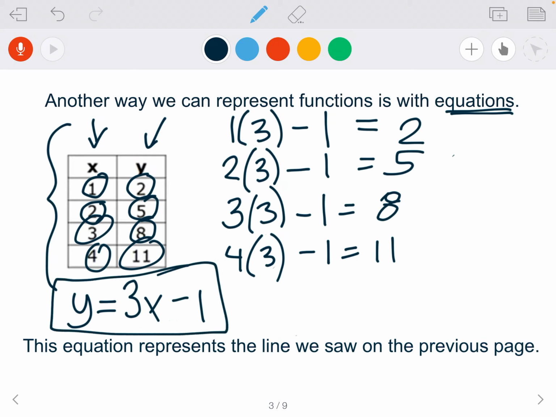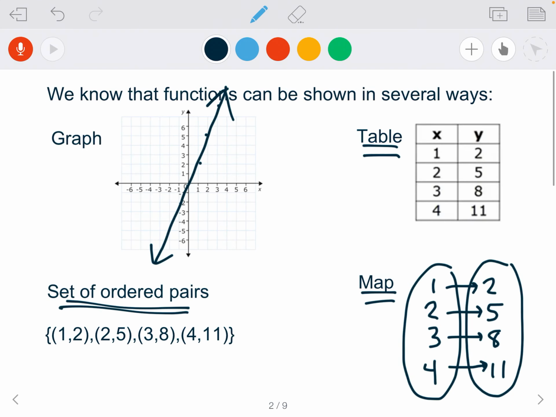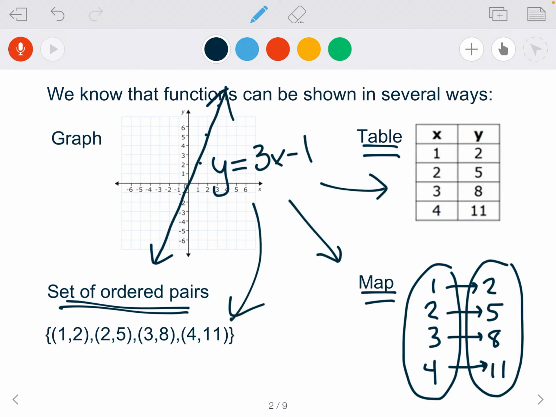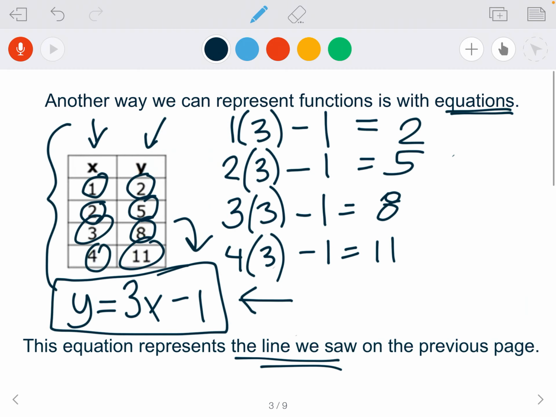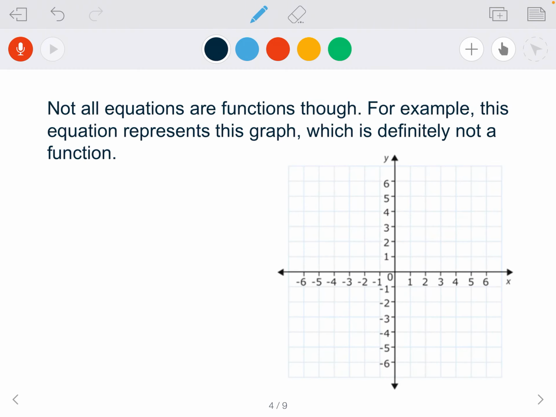Now, you're not going to have to do that right now. This is just sort of jogging your memory about the fact that a table of values can also be made into an equation. So that's the fifth way that a function can look, okay? And this equation here, y equals 3x minus 1, this represents the line that we saw back here on this page. And so do, for that matter, all of these representations. They are all the same as y equals 3x minus 1, okay? So we just want to be thinking about equations, okay?